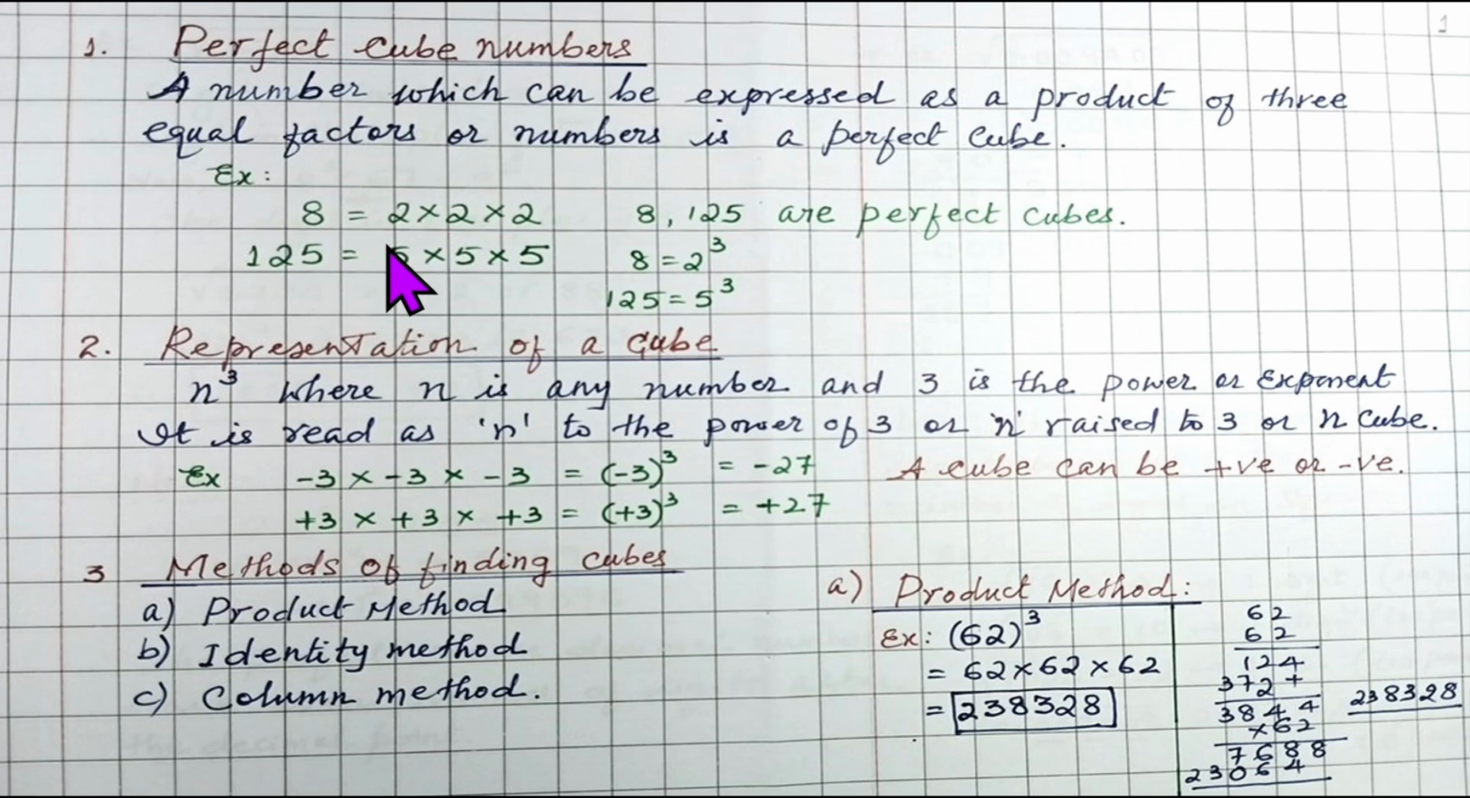Just simple. For example, if I have to find out the cube of 5, multiply 5 three times, I get 125. To find the cube of 2, multiply 2 three times, I'll get the cube of 2. So that is called the product method.